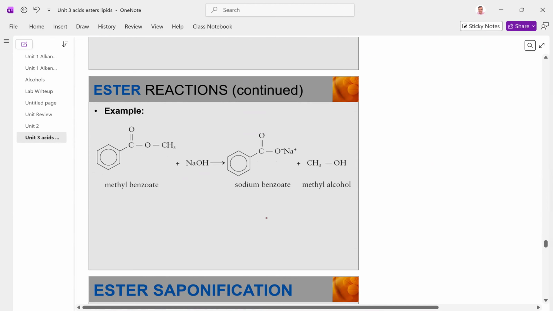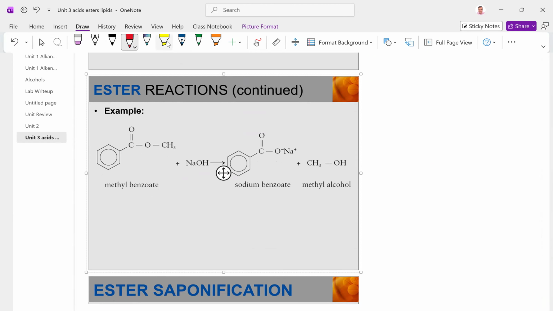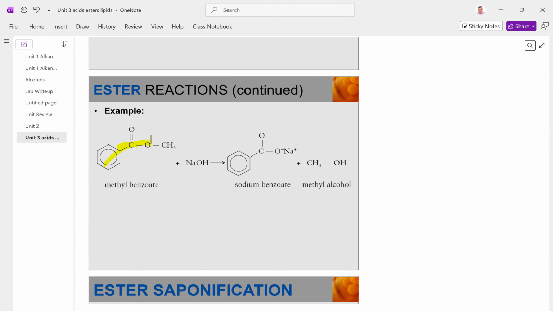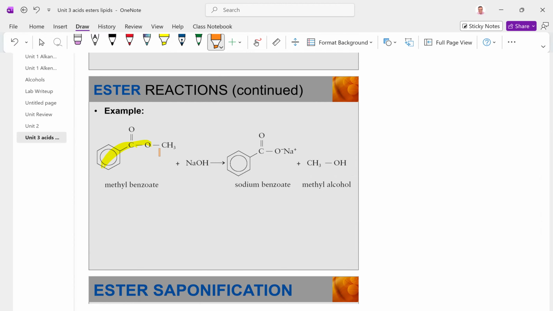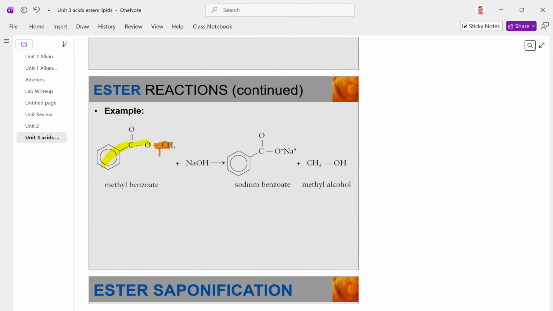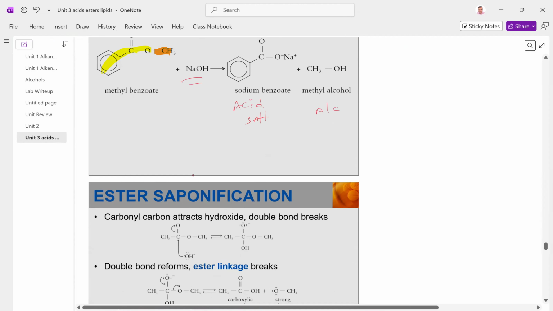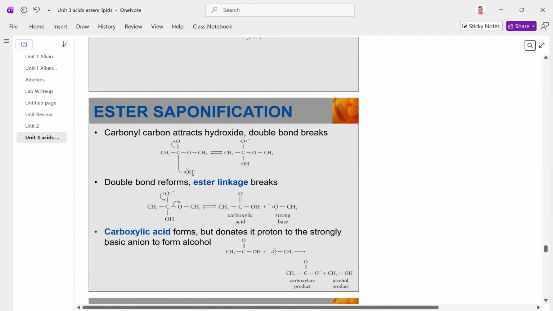So if we take this ester, we have acid part, alcohol part in an alkaline or basic environment. We end up with the acid salt and the alcohol. Now, this is the mechanism that we're not going to cover in this class. If you're interested in how the little electrons move around and everything, this is your cup of tea. It's called mechanisms.